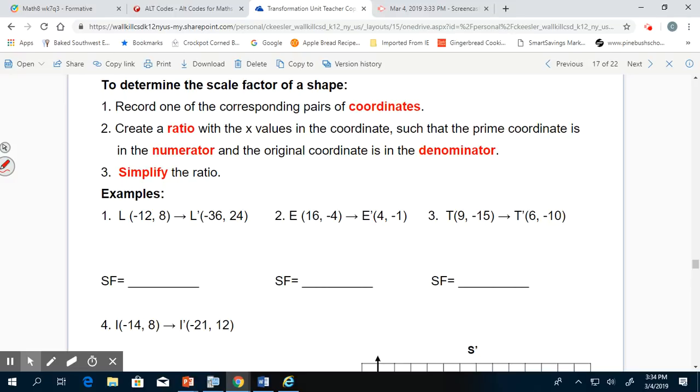So for example, number 1, we have coordinate L. In our prime coordinates, we can see we have negative 36 and 24. In my original coordinate, we have negative 12 and 8. So we want to figure out what happened to L to get L prime.